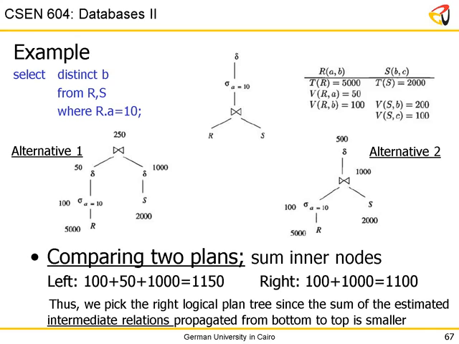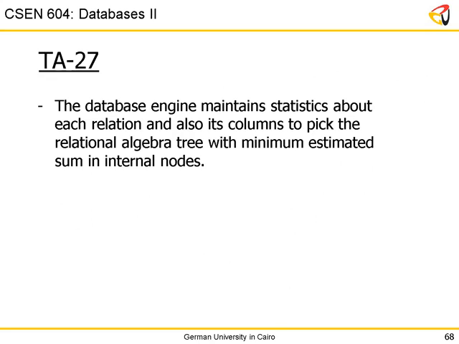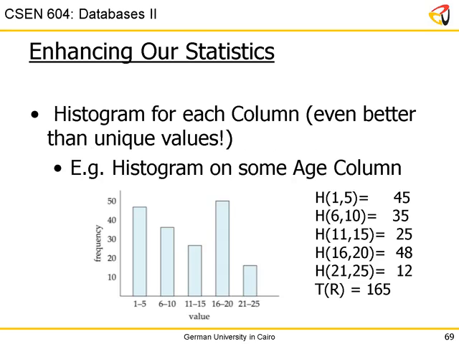Now, we're just going to ignore this guy and this guy, and we'll sum up the intermediate numbers. The one that has the smallest sum will be the tree that we run with, that we actually pass to the physical plan builder. Okay? So the takeaway: the database engine maintains statistics about each relation and also its columns, to pick the relational algebra tree with the minimum estimated sum in internal nodes. You've just seen that.